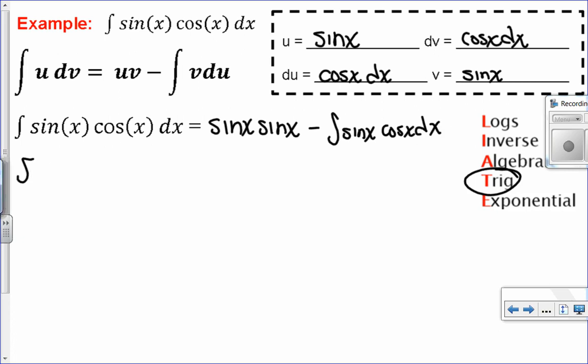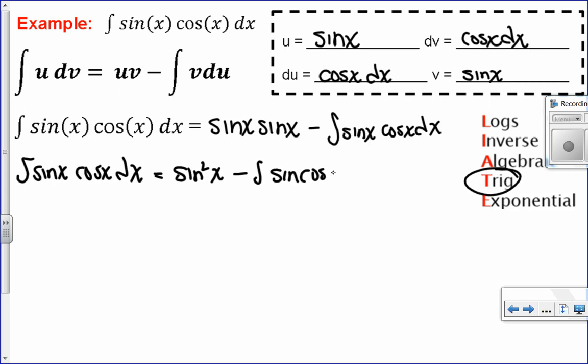So this will be the integral of sine x cos x dx is equal to sine times sine is sine squared x minus the integral of sine x cos x. Oh, I forgot my dx. Let me try that again. Sine x cos x dx. So it looks like I got right back to where I started from.